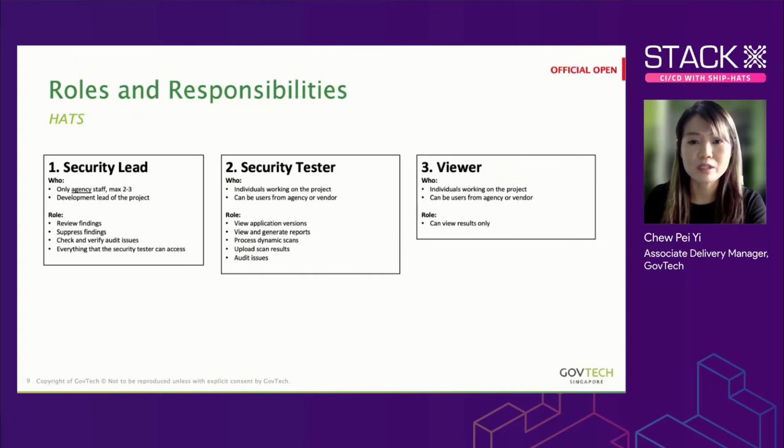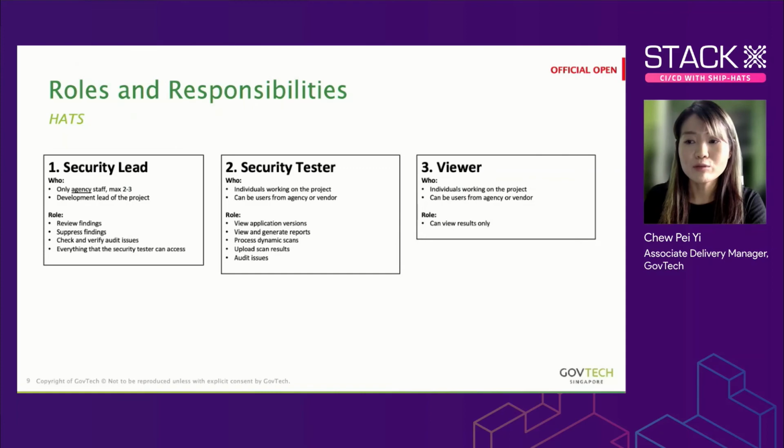The second role will be the security tester. They are individuals who provide comments on the issues uncovered within the SSC so that he or she can provide more contextual information to the security lead. This will help to facilitate faster reviewing of the results on each scan. So just to recap, the main difference between a security lead and the security tester is that the security lead will be the one to suppress findings, and the security lead will be the one to check and verify issues related to the scans.